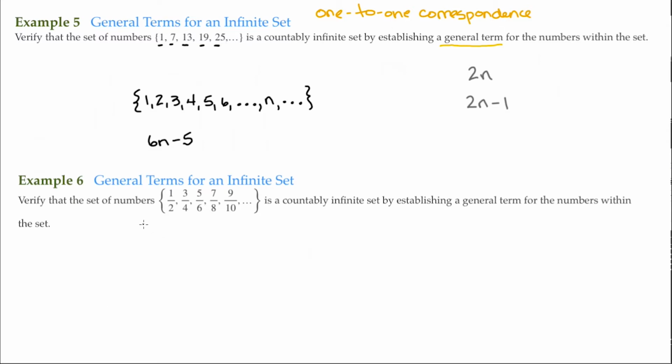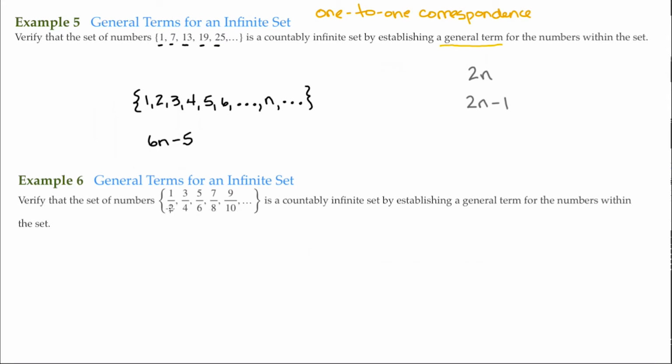So we're going to do the same thing for this one down here. Verify that the set of numbers, which we have here, is a countably infinite set by establishing a general term for the numbers within the set. We're going to see if we have one-to-one correspondence between each element in this set and each element of our counting numbers. Now, it's kind of hard to establish a pattern here. It doesn't seem too evident to go from 1/2 to 3/4.